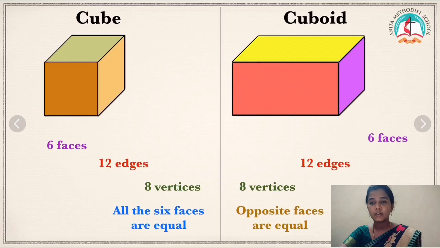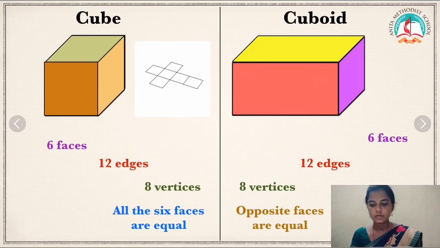Okay children, now I hope you understood the properties of the cube and cuboid. The cube has 6 faces, 12 edges and 8 vertices. All the 6 faces are equal in a cube. Then the cuboid also has 6 faces, 12 edges, 8 vertices, and the only difference here is that opposite faces are equal.